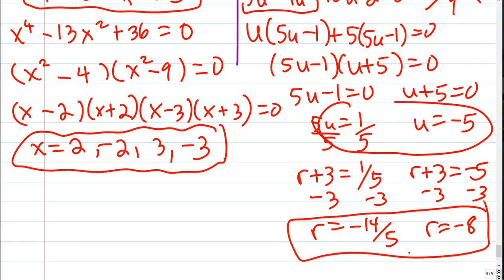This is way easier than if you try to distribute all this out and then try to solve it with the factoring at the end. The u substitution makes our lives much easier. These are just a couple examples. U substitution, crazy useful. Definitely in this course. We build on it in pre-calculus. Vital in calculus. So let's get used to it now. Let's get used to u.